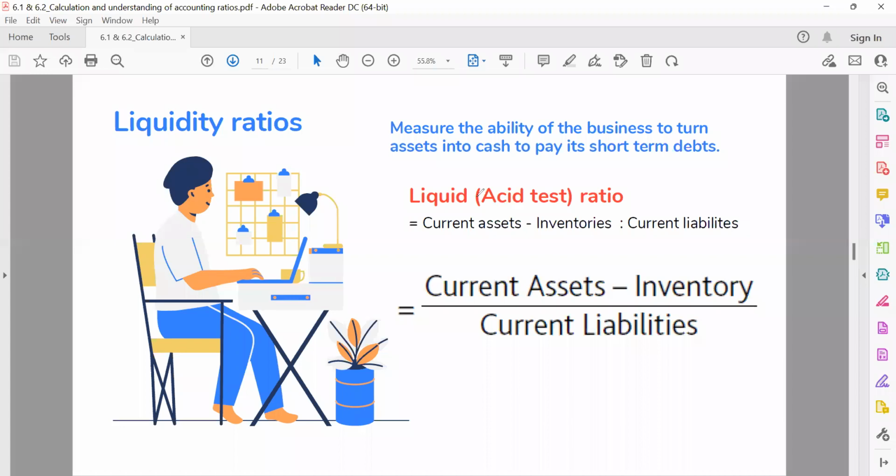Next is liquid asset test ratio, which is current asset minus inventory. This means that we do not include the inventory in our ratio, which is we take the current asset but not include the inventory, over the current liability.